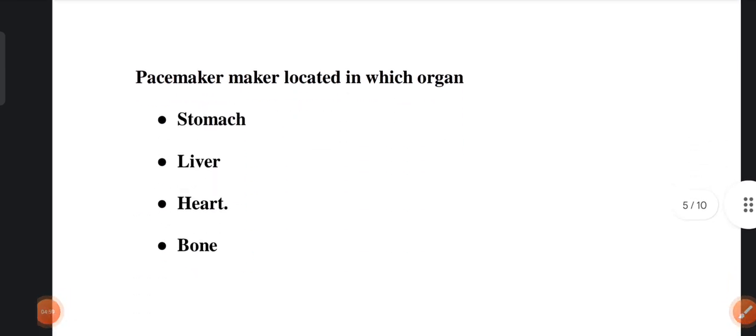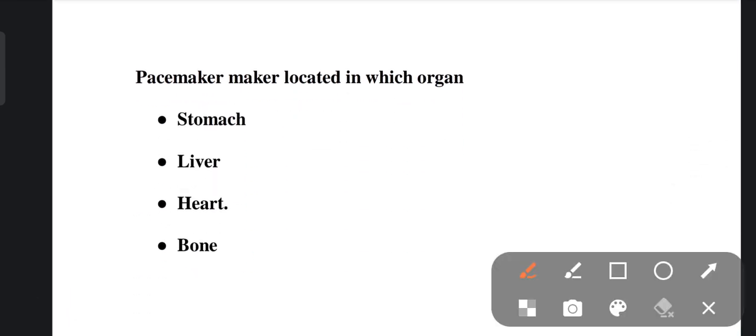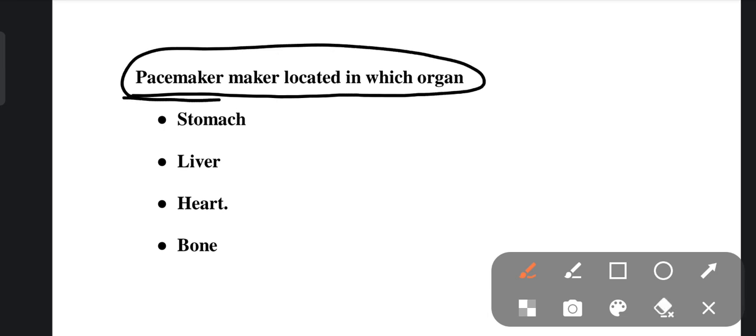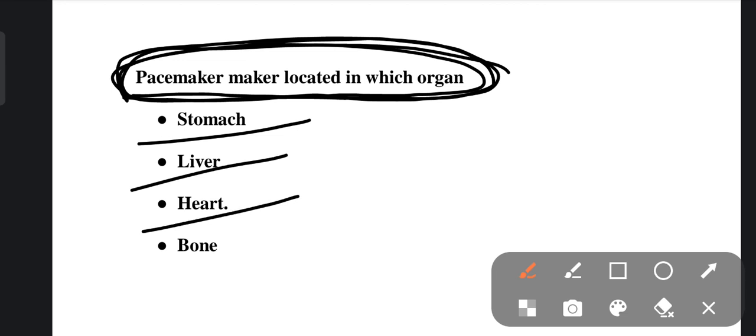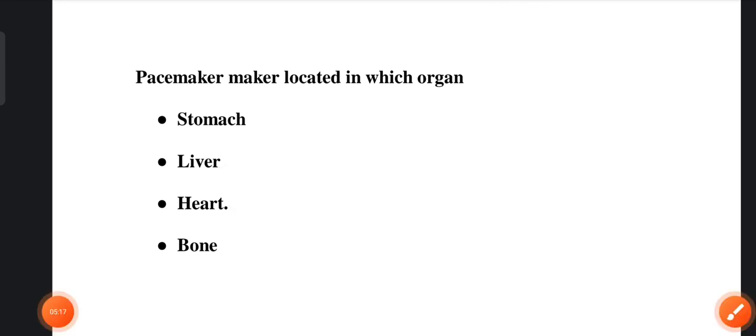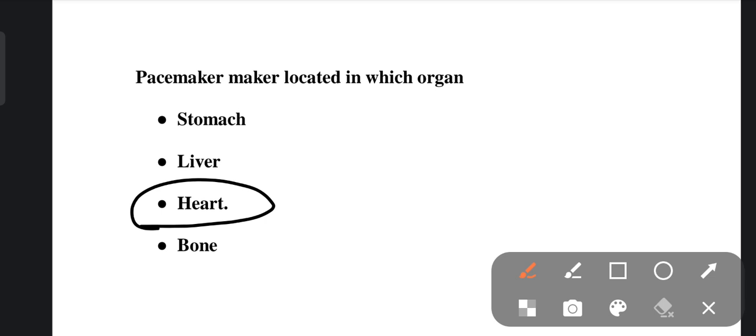So the next question is, the pacemaker is located in which organ? Where can we see the pacemaker in the human body? Options are stomach, liver, heart, and bone. The right one is the heart.